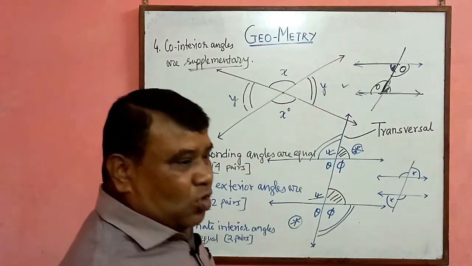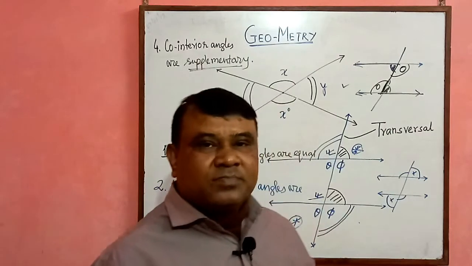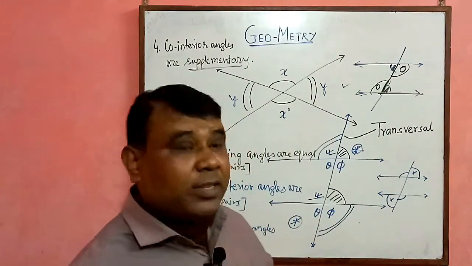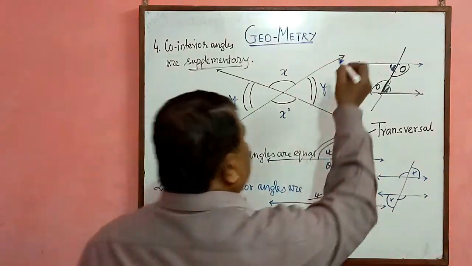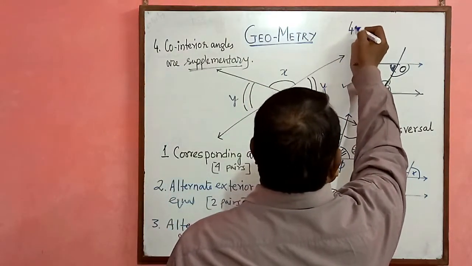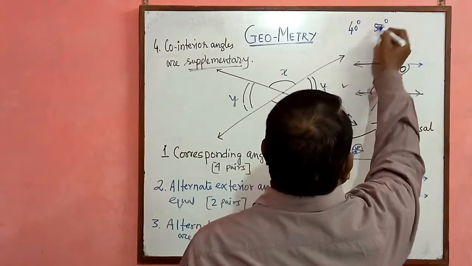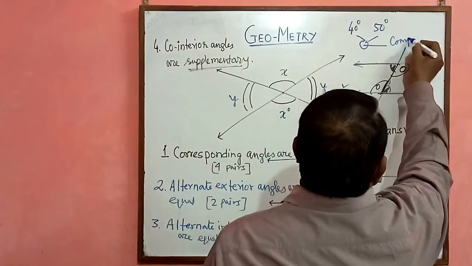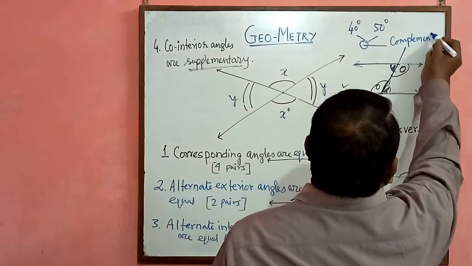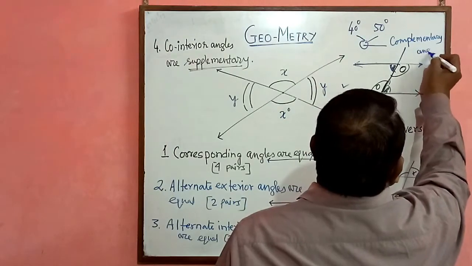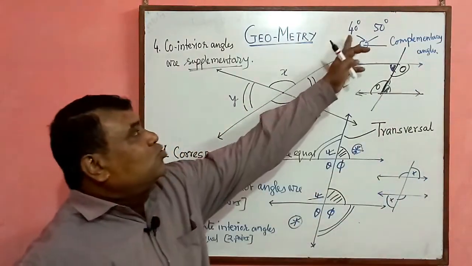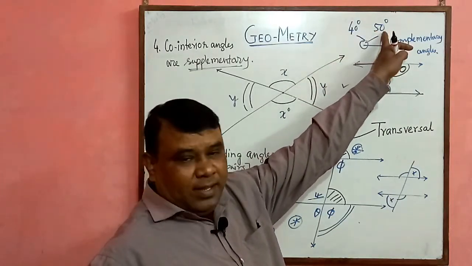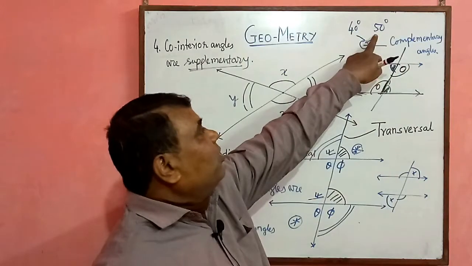When the sum of 2 angles is 90 degree, both are complementary to each other. Like if I say 40 degree and 50 degree, these 2 are together known as complementary angles. Why? Because the sum of these two angles is 90 degree. So the complementary angle of 40 degree is 50 degree and the complementary angle of 50 degree is your 40 degree.